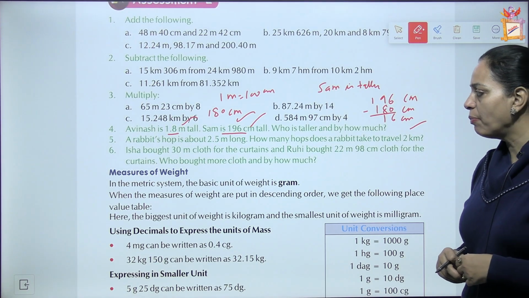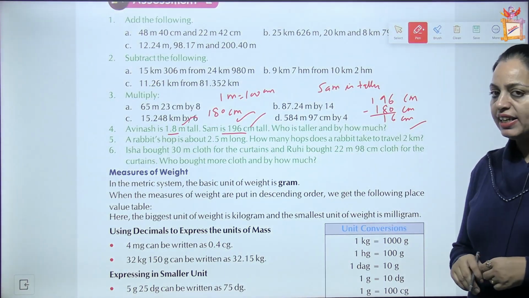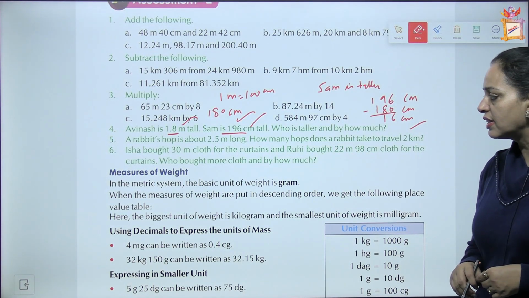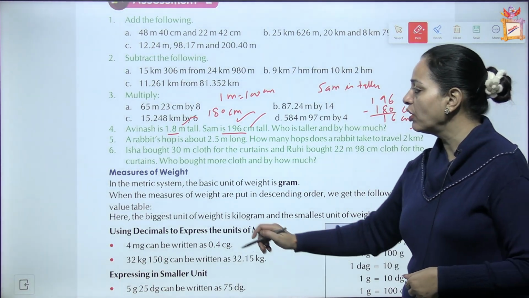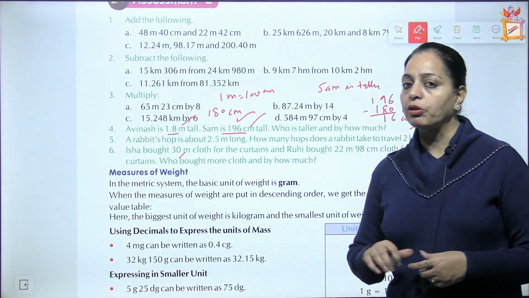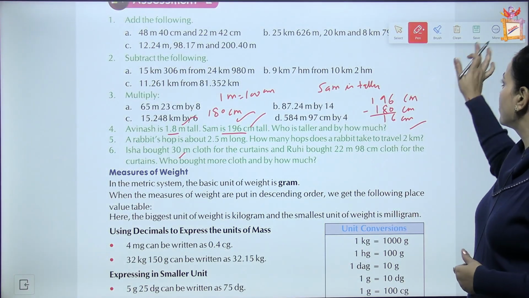The sixth: Isha bought 30 meter cloth for the curtains and Ruhi bought 22 meter 98 centimeter for the curtains. Who bought more cloth and by how much? So which one is greater? Isha bought more, and how much more, you will find the difference, right?